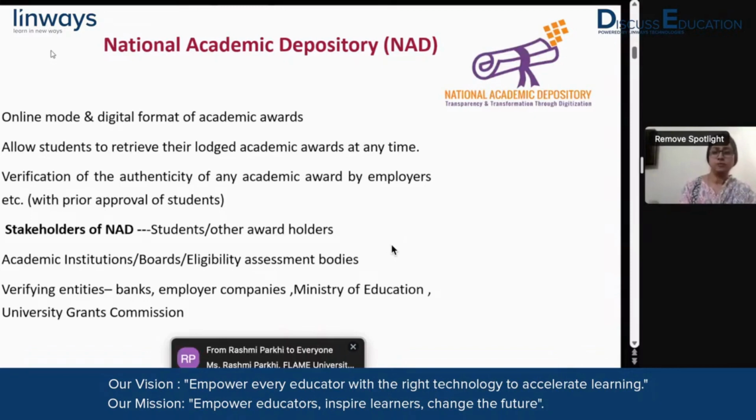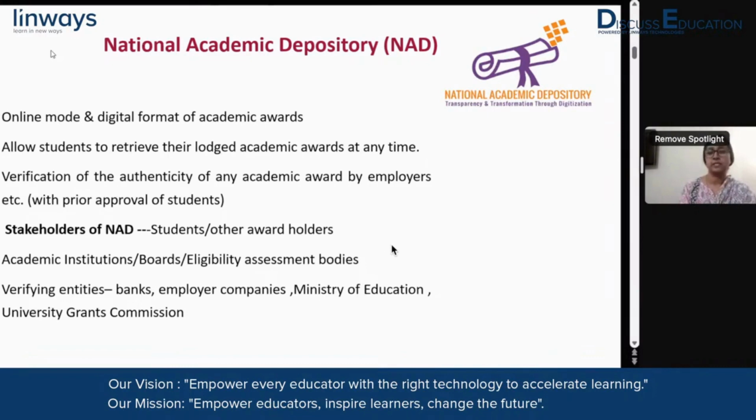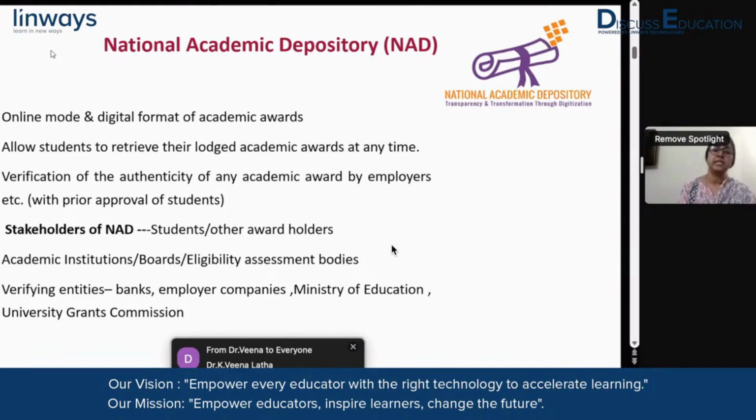The online mode and digital format of academic awards are presented there, and students can have access. In the sense, students are allowed to retrieve their lodged academic certificates and awards at any time. Like I said, this can be for the purpose of going up in terms of the education sphere, or it can be for verification in terms of job verification. So NAD basically has students and other award holders who are the stakeholders, and verification of the authenticity of any academic awards lodged here is done with prior approval of the students.